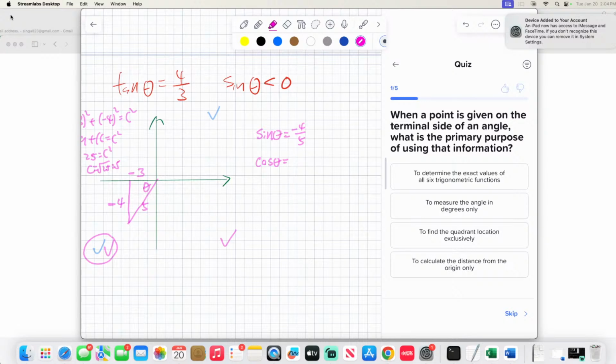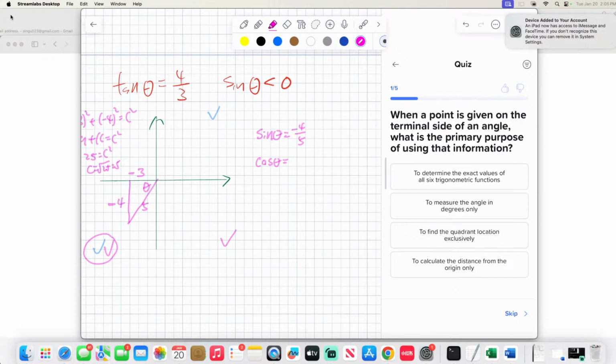Wait, Mr., why is it -3? Because it's in the third quadrant. Both x and y are negative when we draw a triangle out. Yes, that's a good question. Why is it negative? If it's the first quadrant, it won't be negative. But it's in the third quadrant.